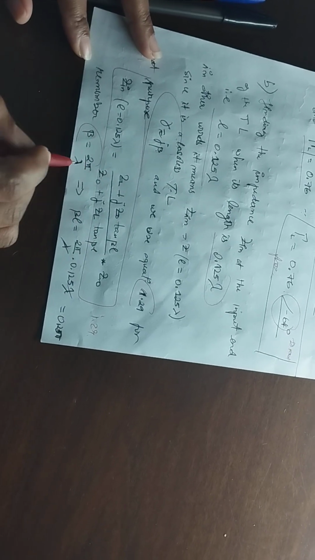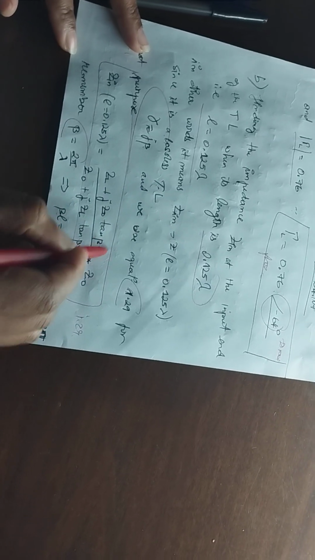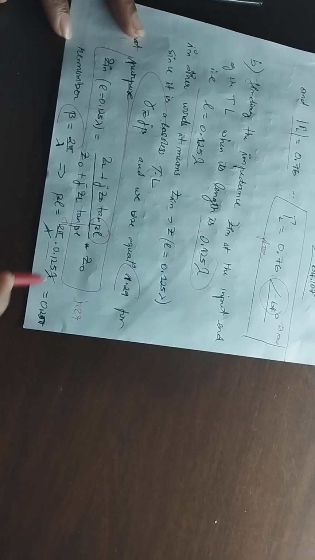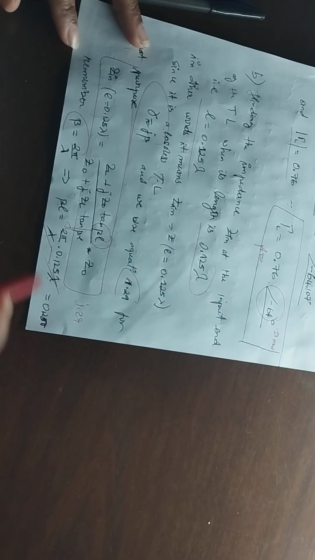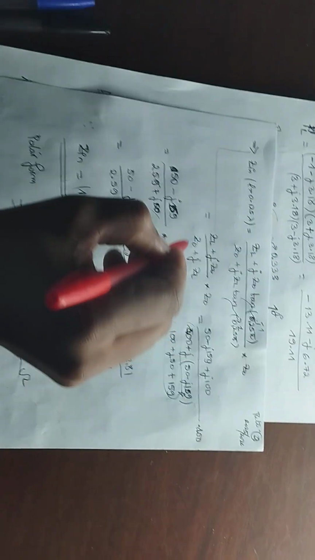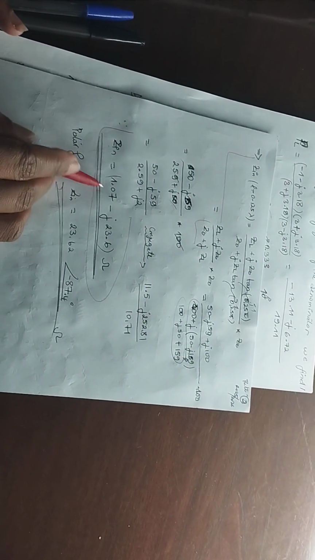We have this. We have beta, which is 2 pi over lambda, and beta L. So this one, beta L, is 2 pi over lambda times this. This is given, so we cancel each out. We have 0.25 lambda. So now to find the remaining Z in, we have this. We apply, we find this, and we come out with this one. So this is the input impedance 1.07.